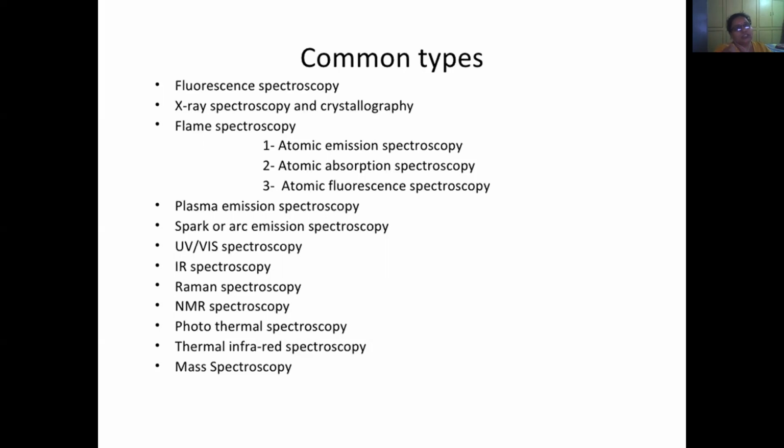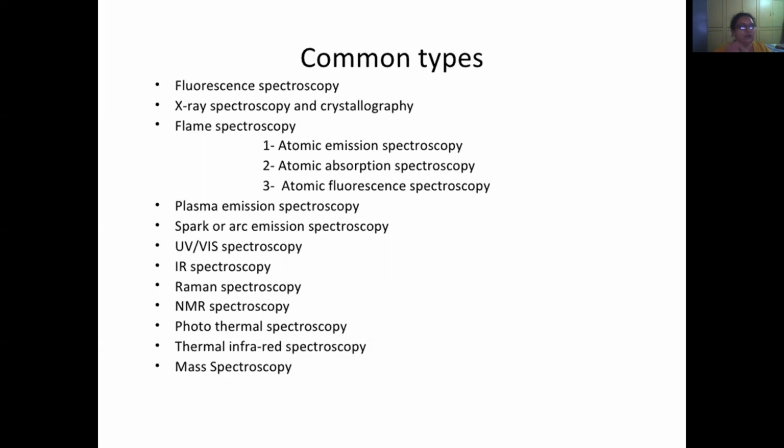So because of these three advantages, we go for spectroscopy. What are they? A small sample is required, less time is required, and we get detailed information about the structure of the molecule. Because of these advantages, we go for spectroscopy.